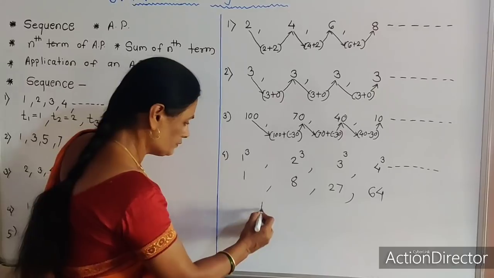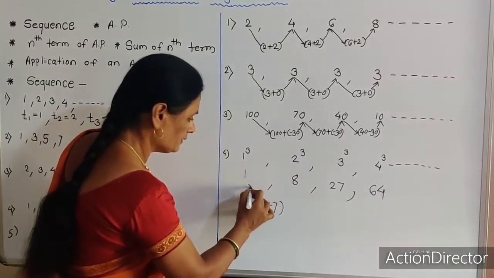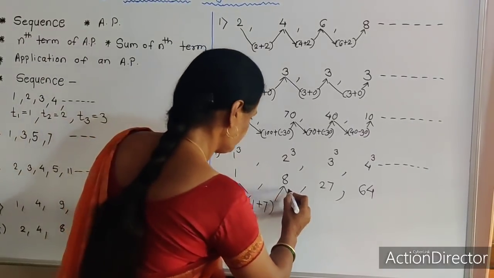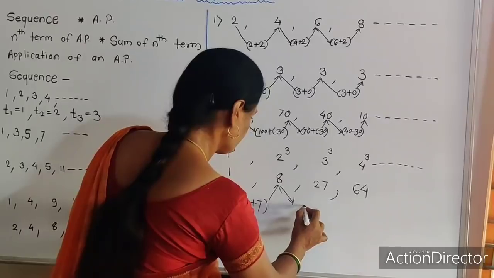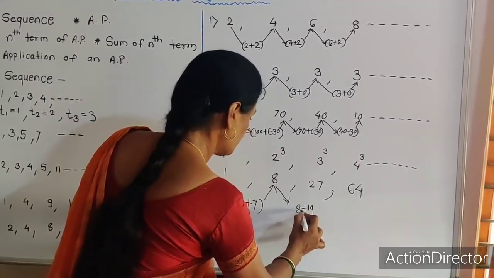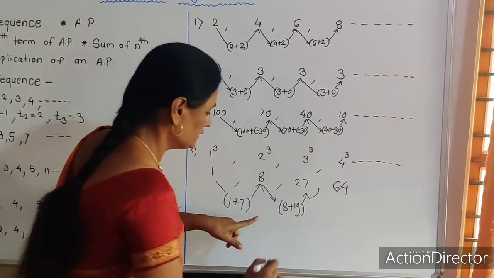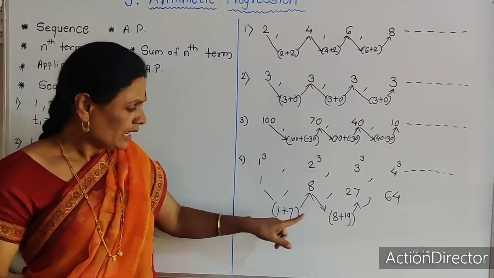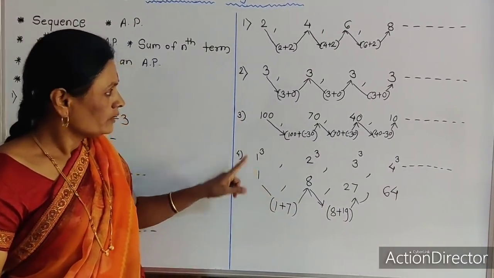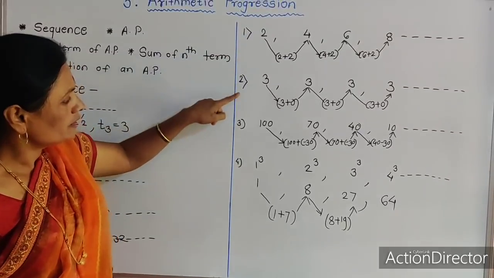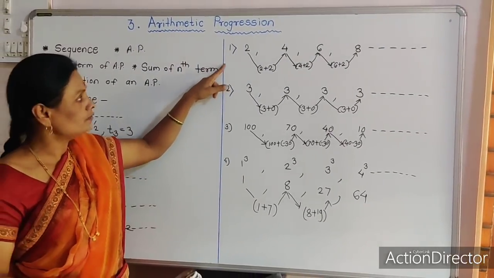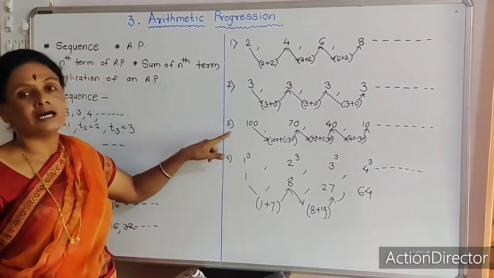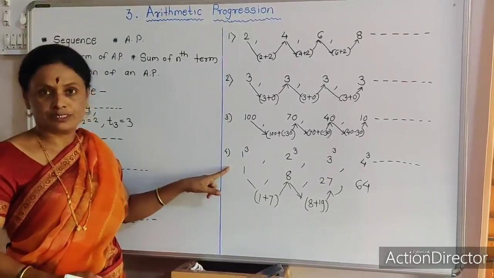In 1 plus 7 that is 8. Here, 8 plus 19 we get 70. Here a constant number is not added, and it means that the first 3 examples, that is the arrangement of the numbers, that is we say the sequence, the first 3 sequences are different than the fourth one.